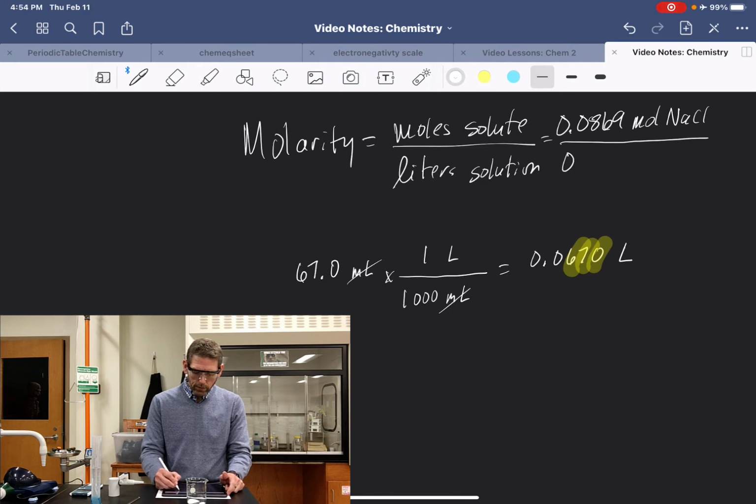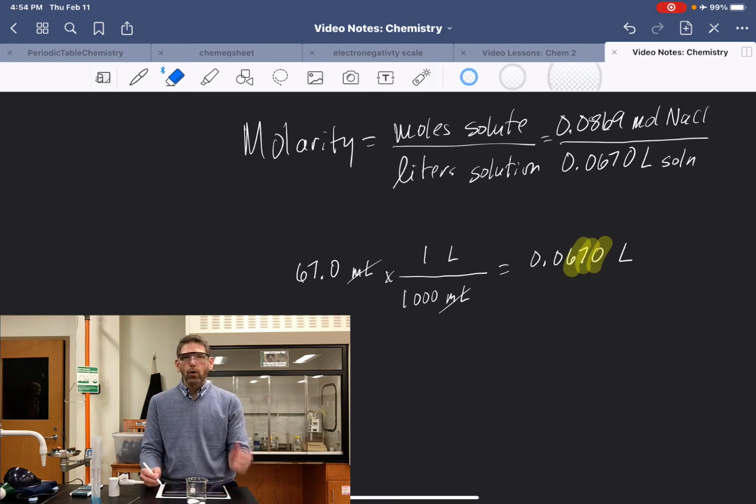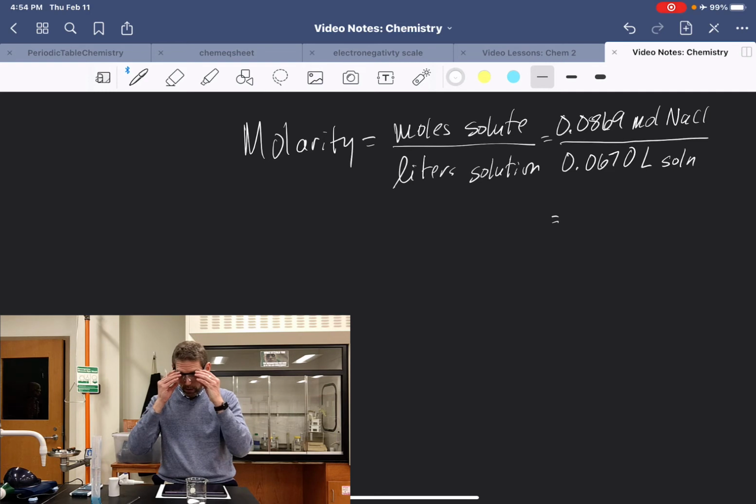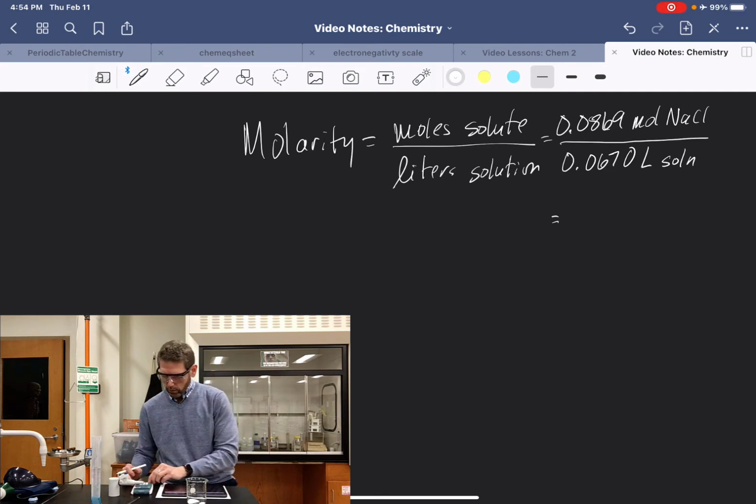Right now I've got 0.0670 liters of solution. And liters of solution, SOLN, is an abbreviation for solution as a unit. Let me erase this, get this out of the way. And now at this point, we have everything we need to figure out what the molarity is.